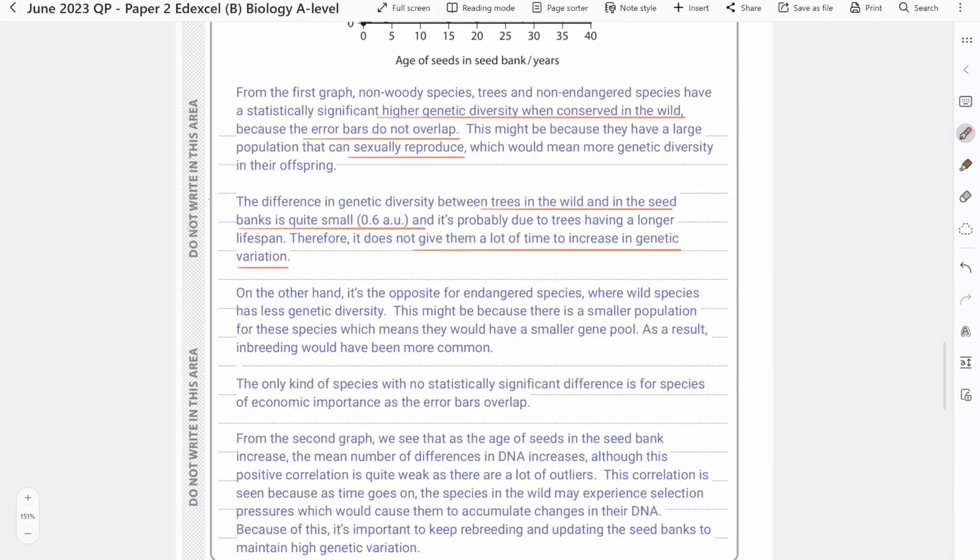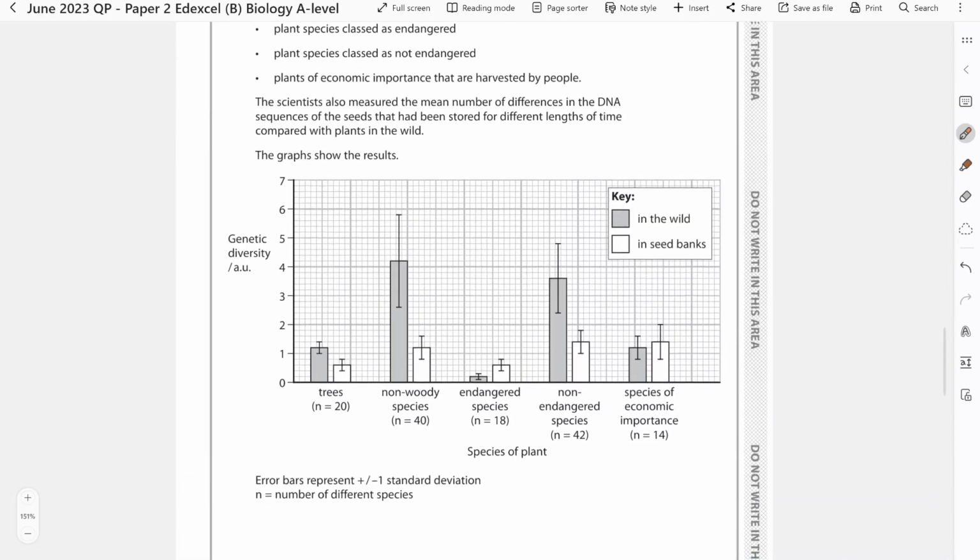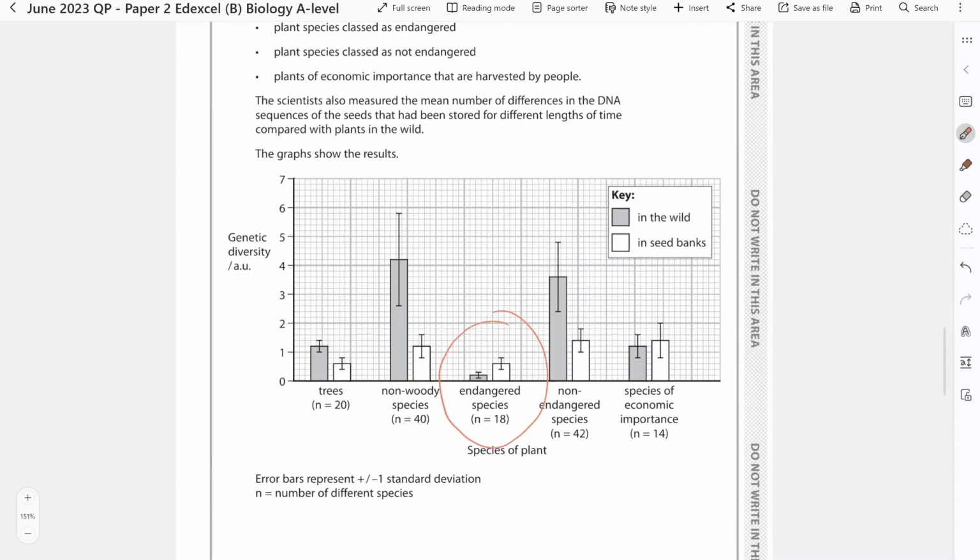Another thing I also commented on was the endangered species. The endangered species is the only group in which there is a high genetic diversity in the seed bank compared to the wild.